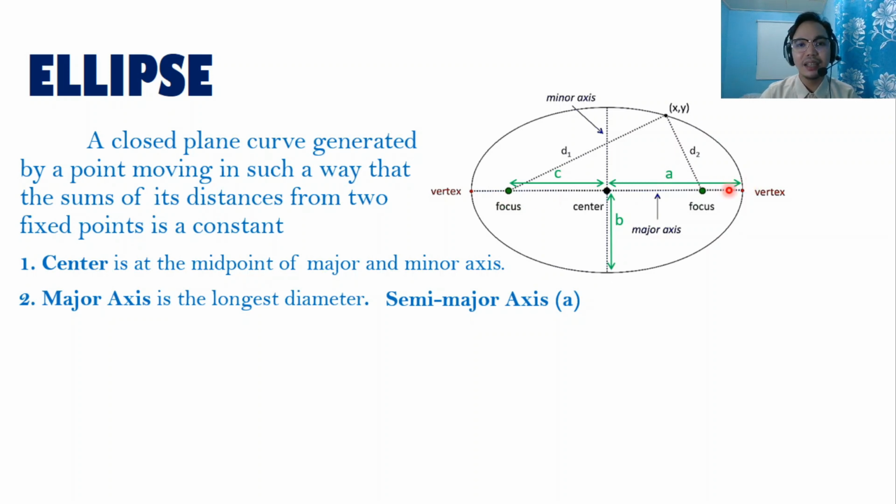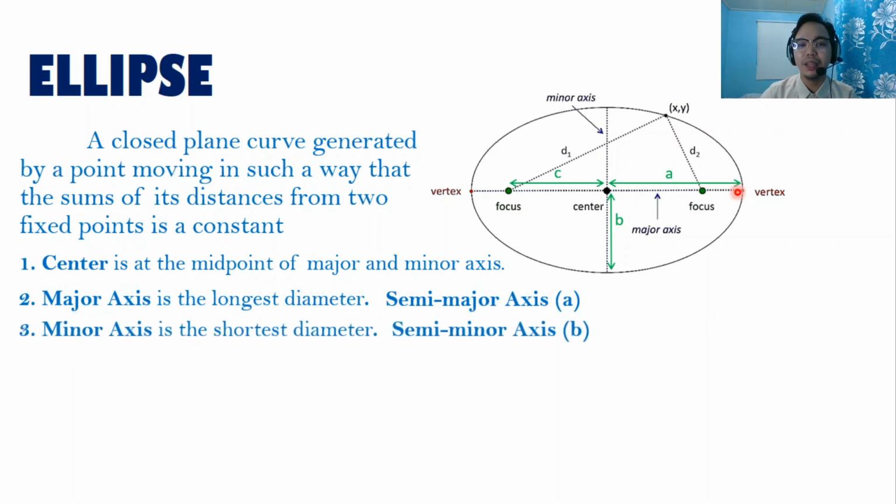So ang length or whole distance between the two vertices of our major axis is 2a. Then from the center going to one of the vertices, that is a. Next, the minor axis is the shortest diameter of our ellipse. So our minor axis here is vertical. The distance between two co-vertices of our minor axis is 2b. Then from the center going to one of the co-vertices, that is b.